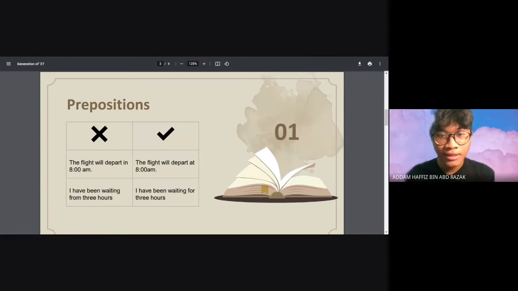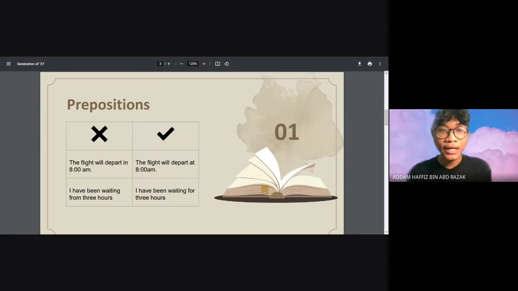First sentence here is, the flight will depart in 8 a.m. The preposition in for this sentence is incorrect because, as I mentioned earlier, if we want to talk about the time of the day, we need to use the preposition at. So the correct sentence will be, the flight will depart at 8 a.m. Why is it wrong, you may ask? Well, because the preposition in can only be used with parts of the day which are not specific times, months, years, and seasons. For example, he reads in the evening.